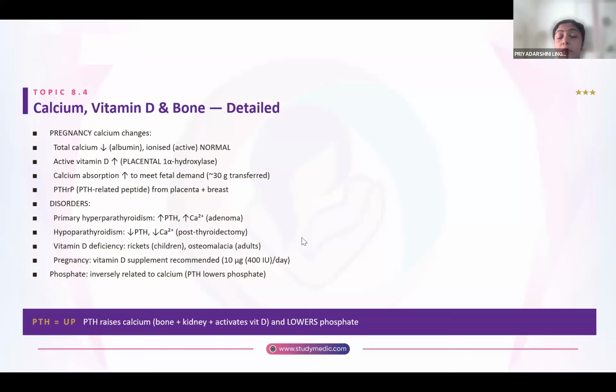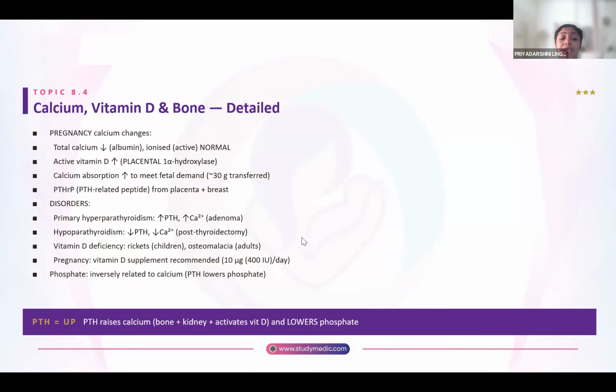Now, what is the role of parathyroid releasing protein? That is parathyroid related peptide. This is seen. Why is this seen? This is seen because it is present in two different tissues. And what are they? They are the placenta and the breast. Now, what are the common disorders that you see here? The question on parathyroid related peptide is what are the tissues they will be seen in? Nothing much has been asked in the past.